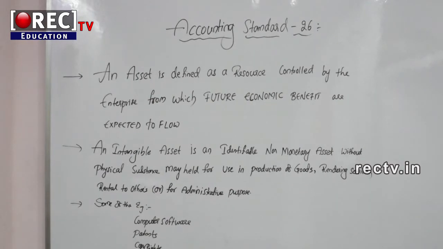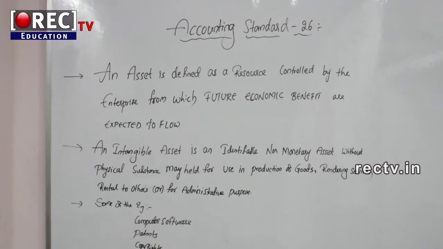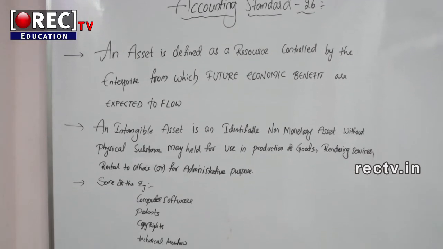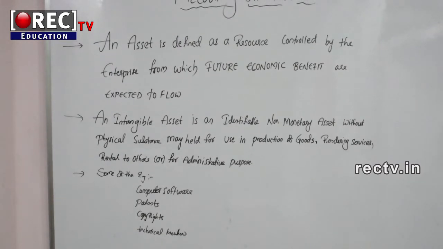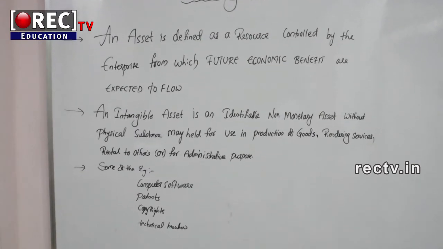Then what is the meaning of non-monetary? It means items which are not receivable and payable in a predetermined or fixed amount. So an intangible asset is an identifiable non-monetary asset without any physical substance, held for use in production of goods, rendering services, rental to others, or for administration purposes. Some examples of intangible assets are computer software, patents, copyrights, and technical know-how. These are some of the examples for intangible assets.